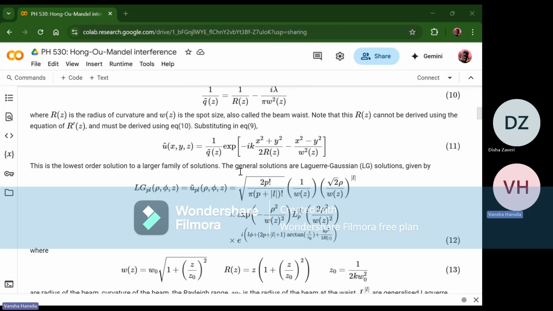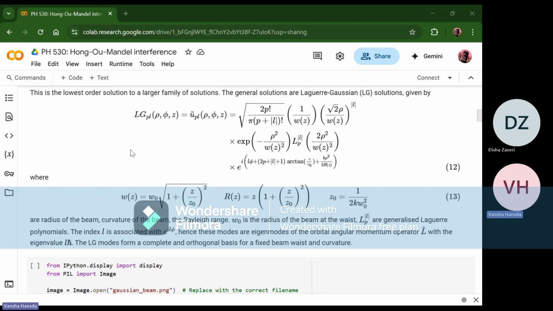Now, this is the lowest order solution to a larger family of solutions for the paraxial wave equation. If you find the general solutions for the paraxial wave equation by separating the variables, in that case, in cylindrical coordinates, you will get Laguerre-Gauss solutions. So, Laguerre-Gauss solutions are these. It's a big expression, but it can be understood.